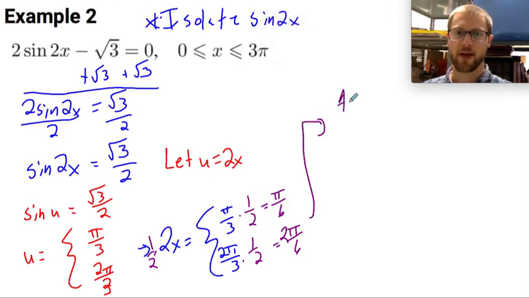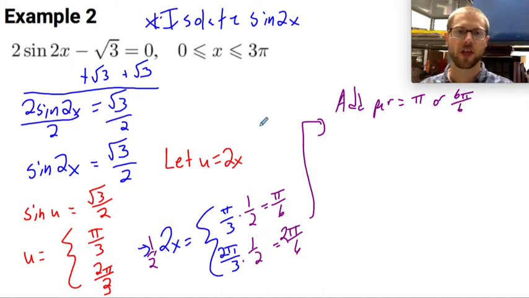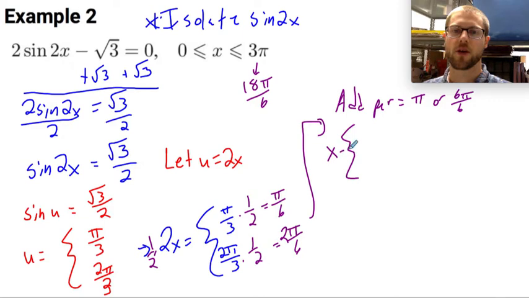I'm going to add the period, which in this case, I have a b value of 2, so this is going to be a period of pi, or I'll say 6 pi over 6. And let's keep thinking in terms of pi over 6. My upper bound is 3 pi, which is the same thing as 18 pi over 6. And so I'll say that x can equal, here's my two base solutions, pi over 6 and 2 pi over 6. Now let's start to add 6 pi over 6 until I reach my limit.